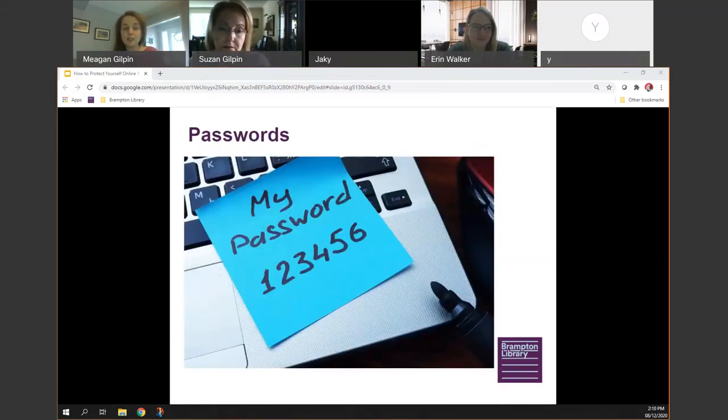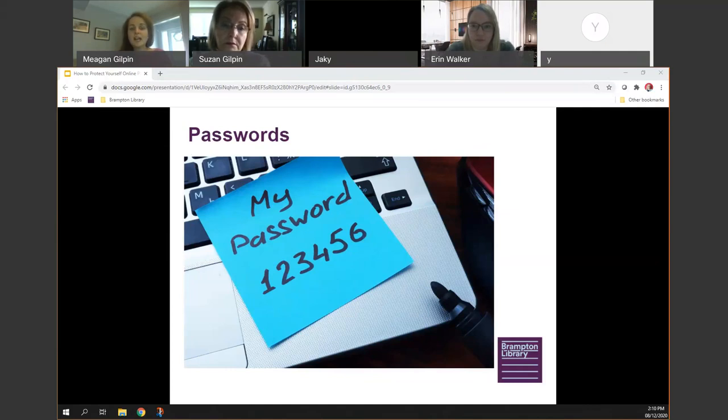I want to talk about passwords first, because really they're essential to your cybersecurity. These days, an online account protected by a password is pretty much a necessity of life. And why are they so important? Well, passwords help you to prove your identity online and keep your information and your identity safe. Without a good password, especially on your most sensitive accounts, like your banking information or your Canada Revenue Agency account, for example, it puts you at risk of having your money or even your identity stolen.